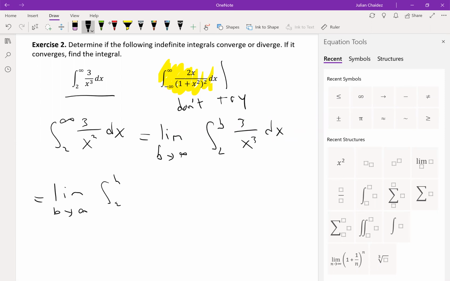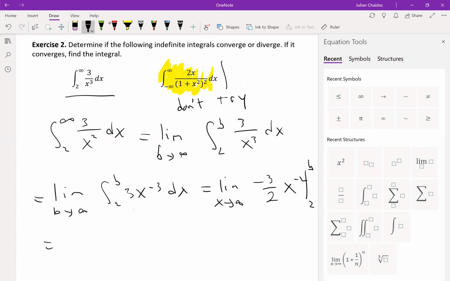I'll rewrite 3 over x cubed as 3x to the negative 3 dx. So if I integrate, I know how to integrate 3 times x to the negative 3. That's just given as negative 3 over 2 x to the negative 2, right? So that's the integral of that inner part. And then I just have to evaluate this at the bounds, so that's 2 and b.